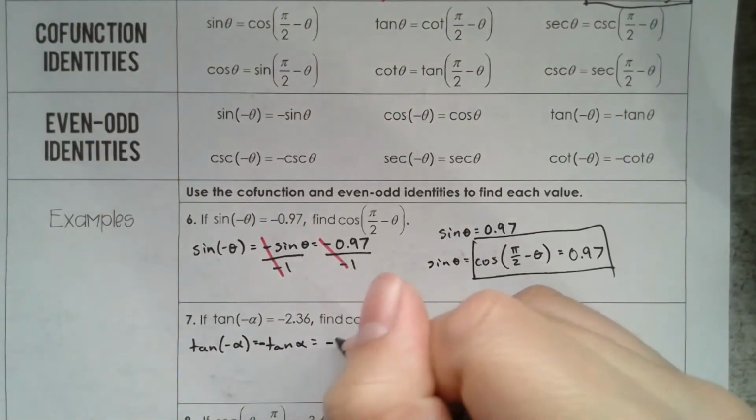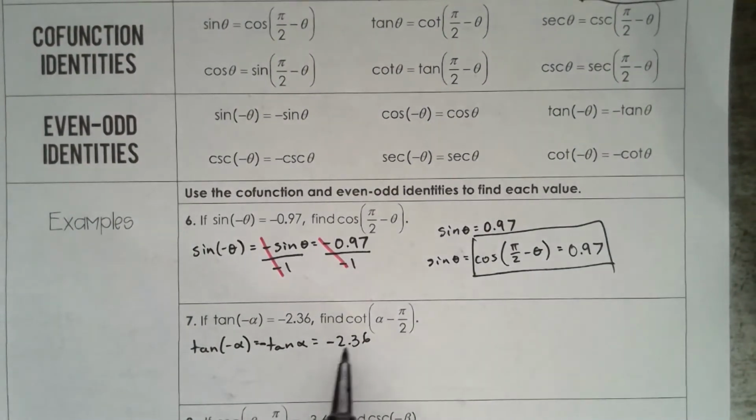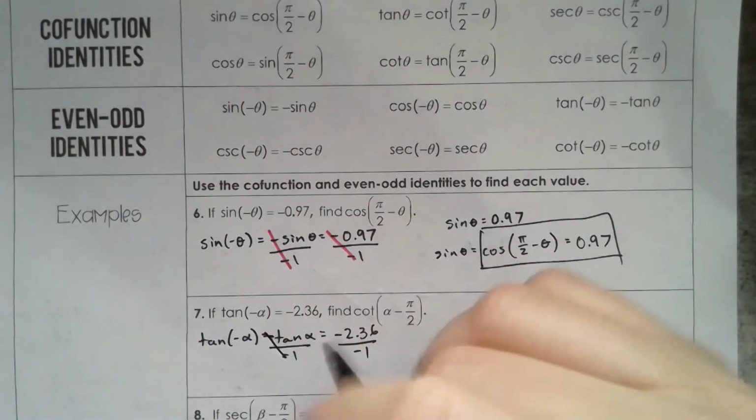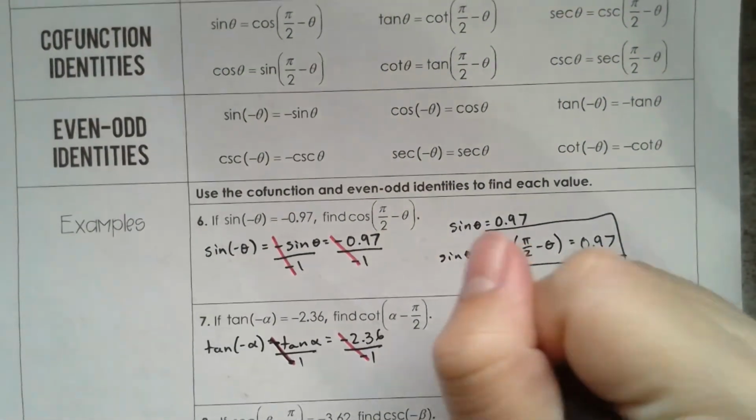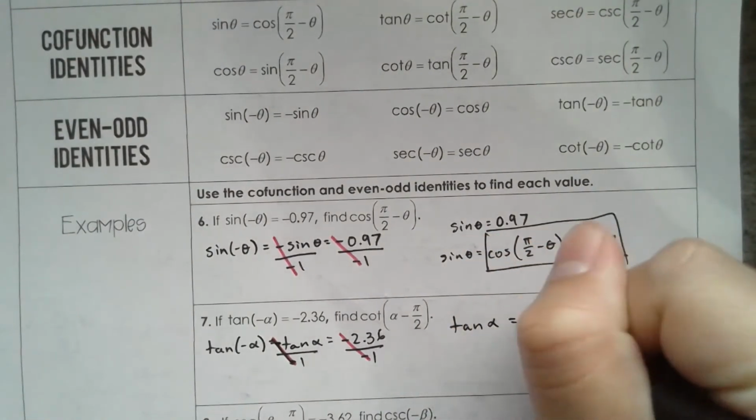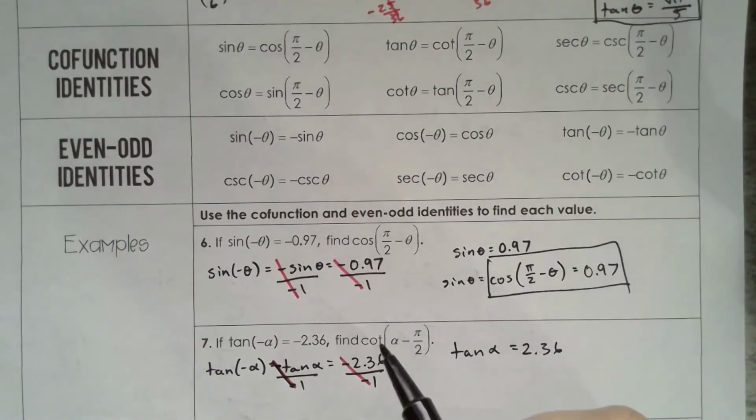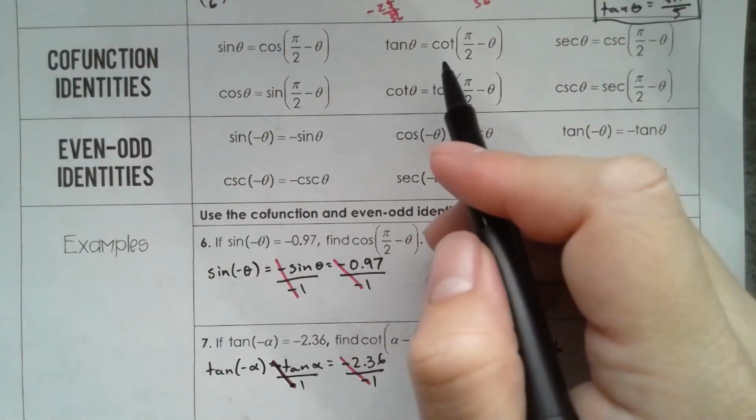Then I'm going to divide both sides by a negative. Oops, forgot to use my red pen. That'll give me then that tangent alpha is positive 2.36. Okay, let's go here. Cotangent alpha minus pi over 2. Here's cotangent pi over 2 minus theta. That's tangent theta, which is the one we have, tangent alpha.